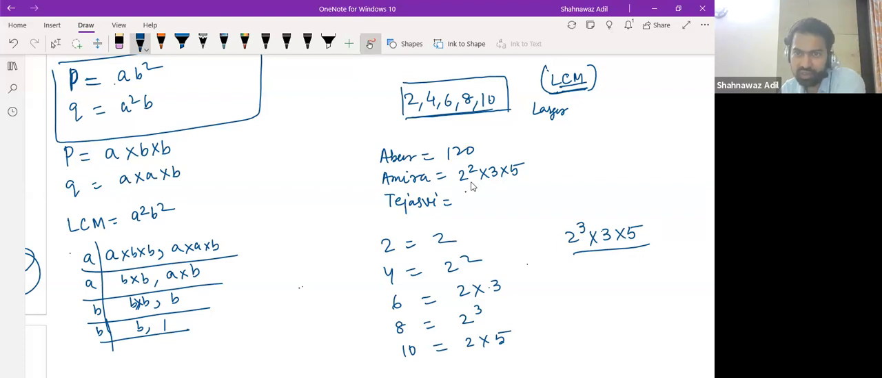Tejas, what did you get? So this would be 2 cube, Amira. Understood? 2 cube is 8. We have to count the highest power in the common ones. I also got 120 itself. Good, good. So good, everyone.